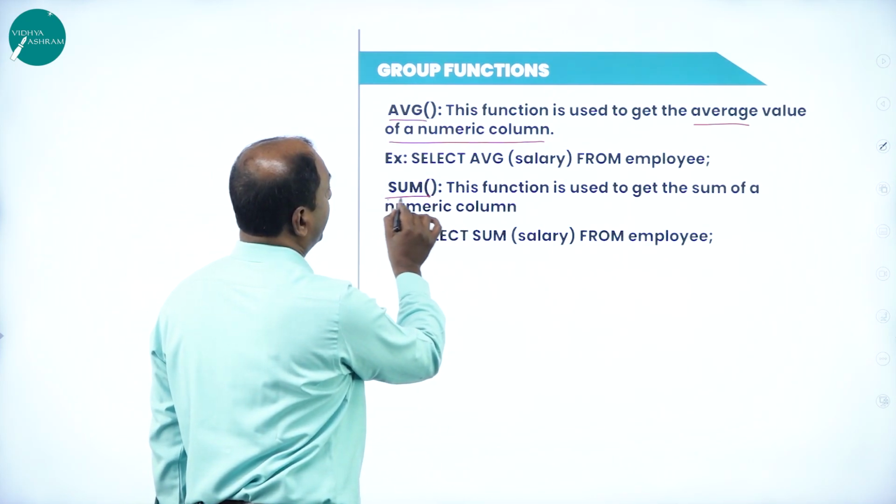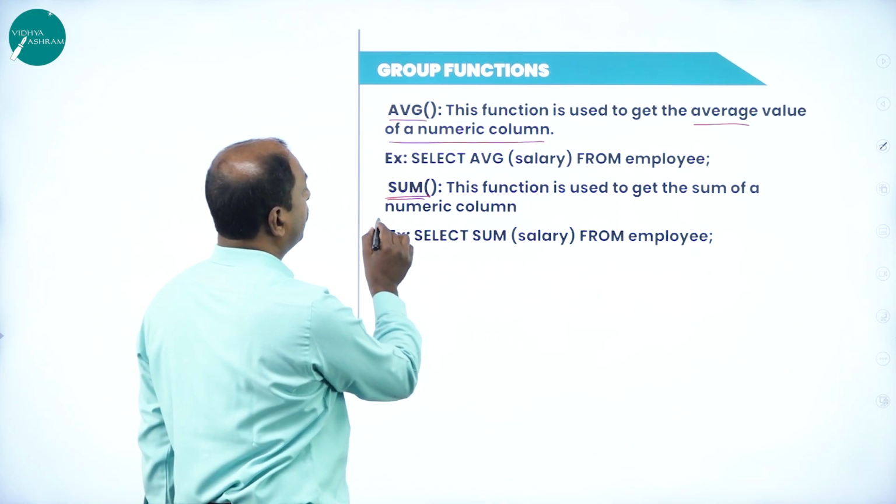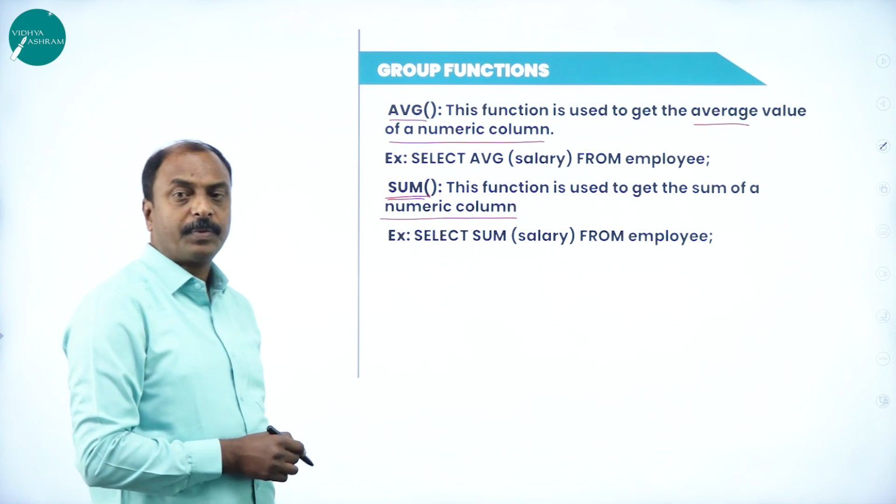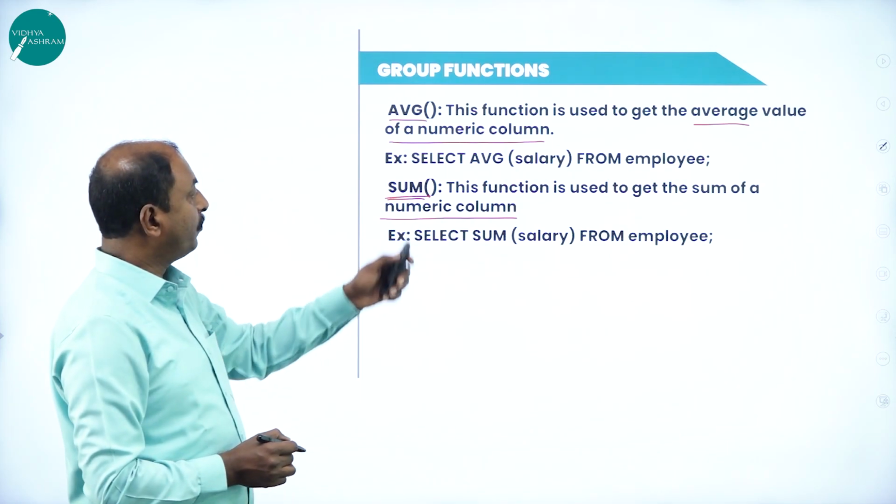Next one is the sum function. It is used to get the sum of a numeric column. Sum is adding up the values of a particular column. So this is the sum function.